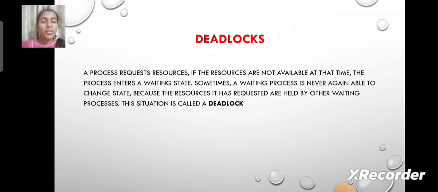Deadlocks. A process requests a resource. If the resources are not available at that time, the process enters a waiting state. Sometimes a waiting process is never again able to change state because the resources it has requested are held by other waiting processes. This situation is called a deadlock.